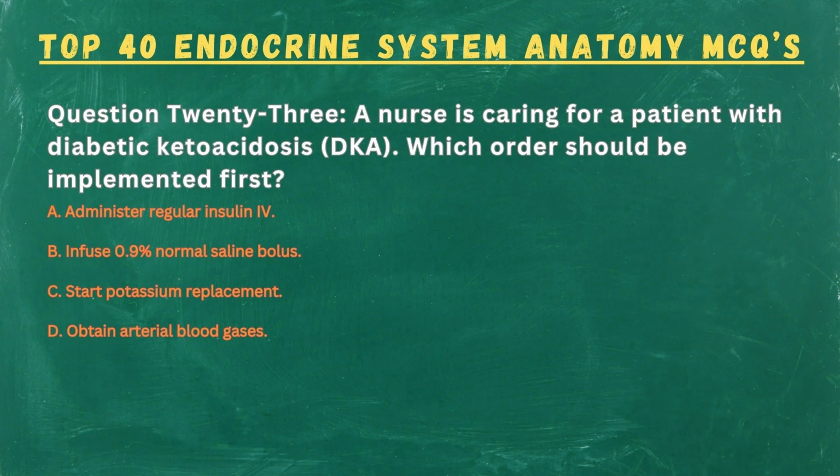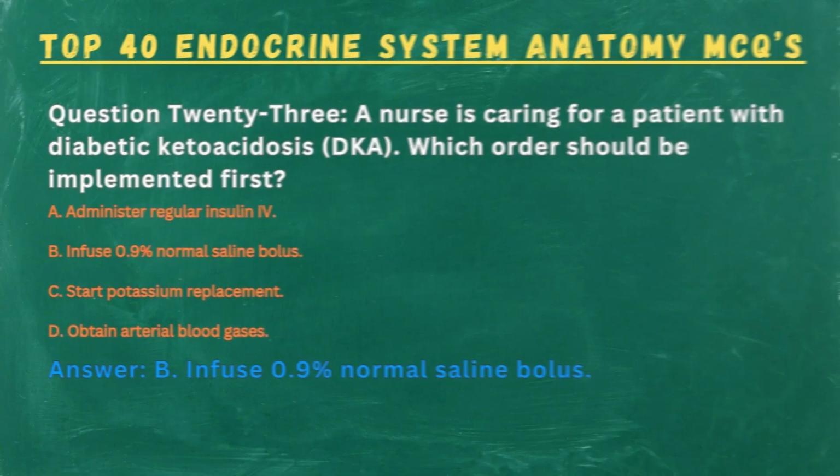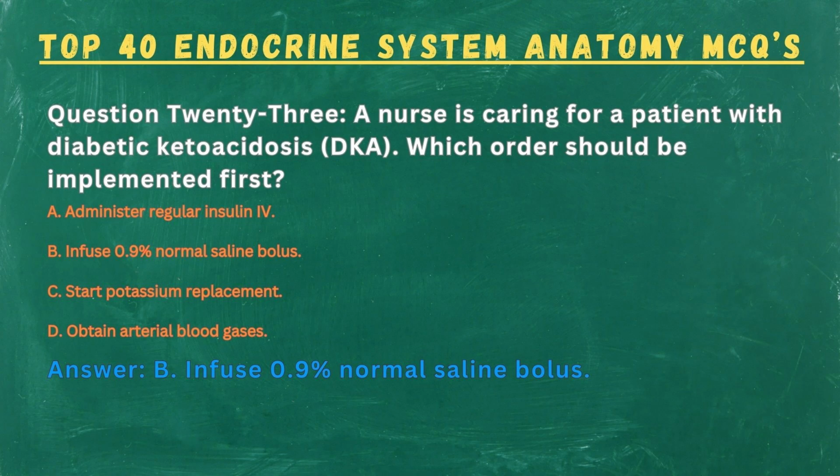Question 23. A nurse is caring for a patient with diabetic ketoacidosis, DKA. Which order should be implemented first? A. Administer regular insulin. B. Infuse 0.9% normal saline bolus. C. Start potassium replacement. D. Obtain arterial blood gases. Answer: B. Infuse 0.9% normal saline bolus.